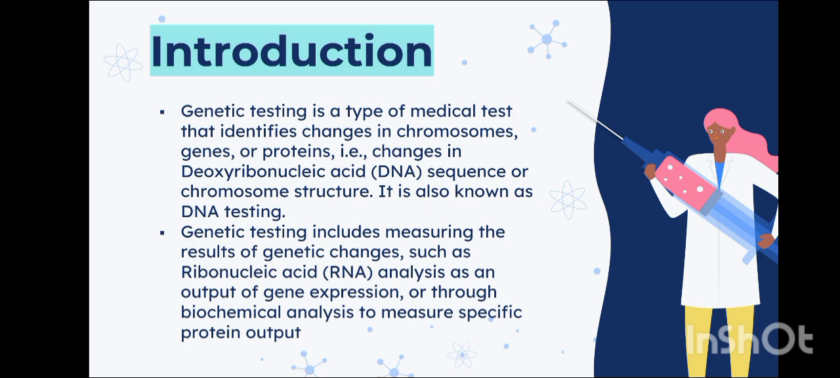Genetic testing includes measuring the results of genetic changes, such as RNA analysis as an output of gene expression, or biochemical analysis to measure specific protein output. So it measures any genetic changes, what the changes are, and the range of that change, which we can identify by RNA analysis. By measuring the changes, we can identify the outcome of the gene expression, what the outcome can be in a human body. So we can identify that by gene testing.